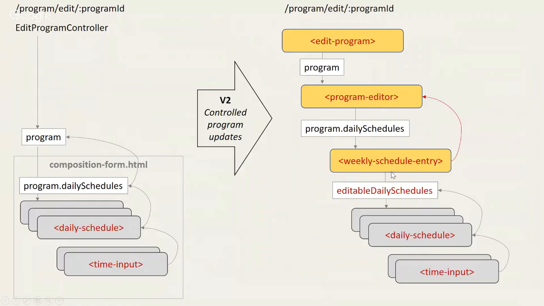And what it has done is create a copy of whatever is passed in, and it labels that editable daily schedules. So now when I start changing the time in that low-level time input, that data will flow up to these daily schedules, but it's only going to affect the editable daily schedules until such time that I invoke a function in this weekly schedule entry to pass those updates up to the editor, the program editor. And that program editor then at this point has the responsibility, the ownership of the original program, so it can edit that data.